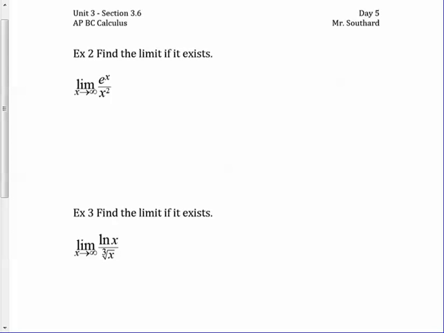So sometimes, when using L'Hopital's rule, it doesn't work the first time. So, in calculating this limit, when we plug in infinity, e to the x goes off into infinity, and x squared goes off into infinity. So we do get an indeterminate form, infinity over infinity. So we're going to use L'Hopital's rule and recalculate the limit.